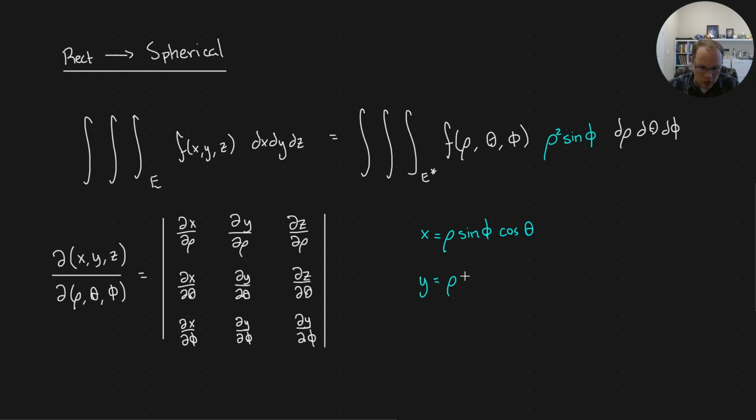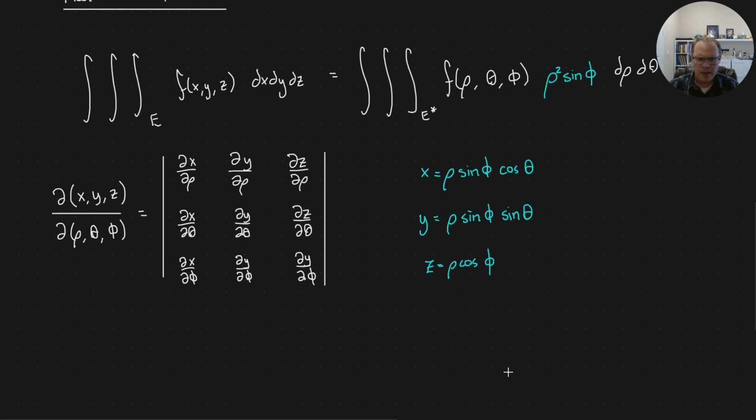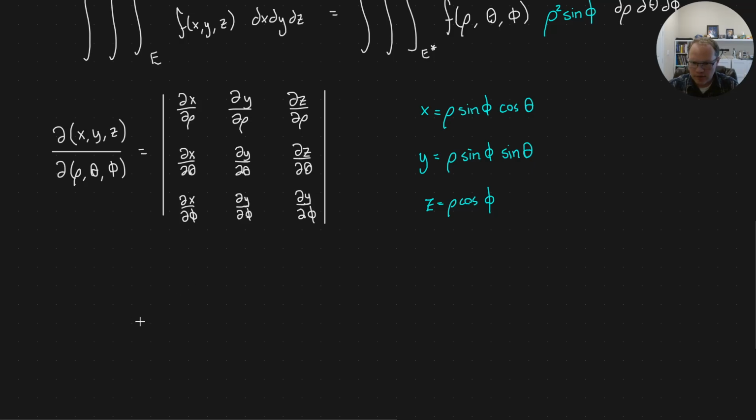Y should be rho sine phi sine theta. And z should be rho cosine phi. Okay. Our old variables are each expressed in terms of our new variables. So let's plug in the partial derivatives.